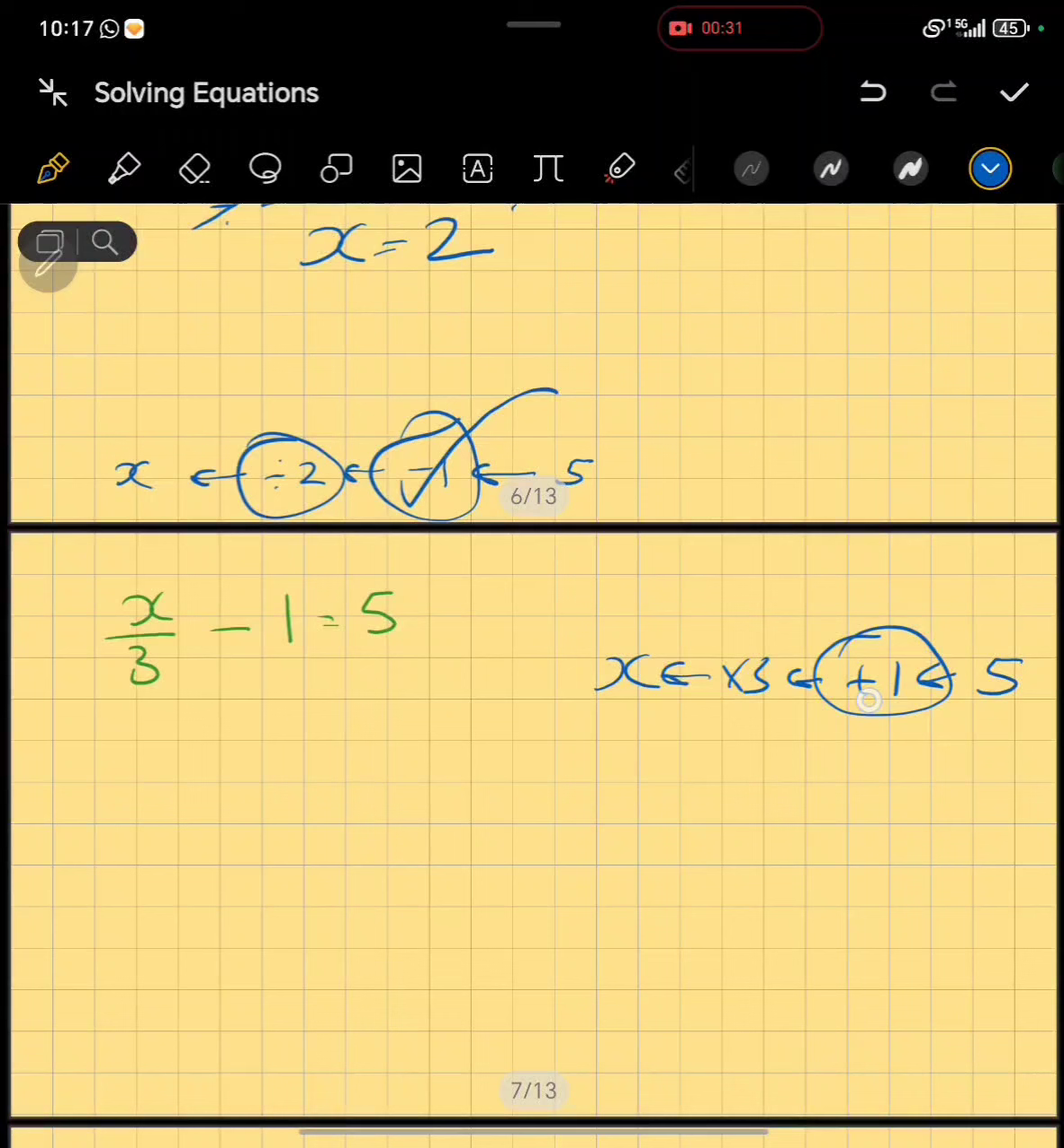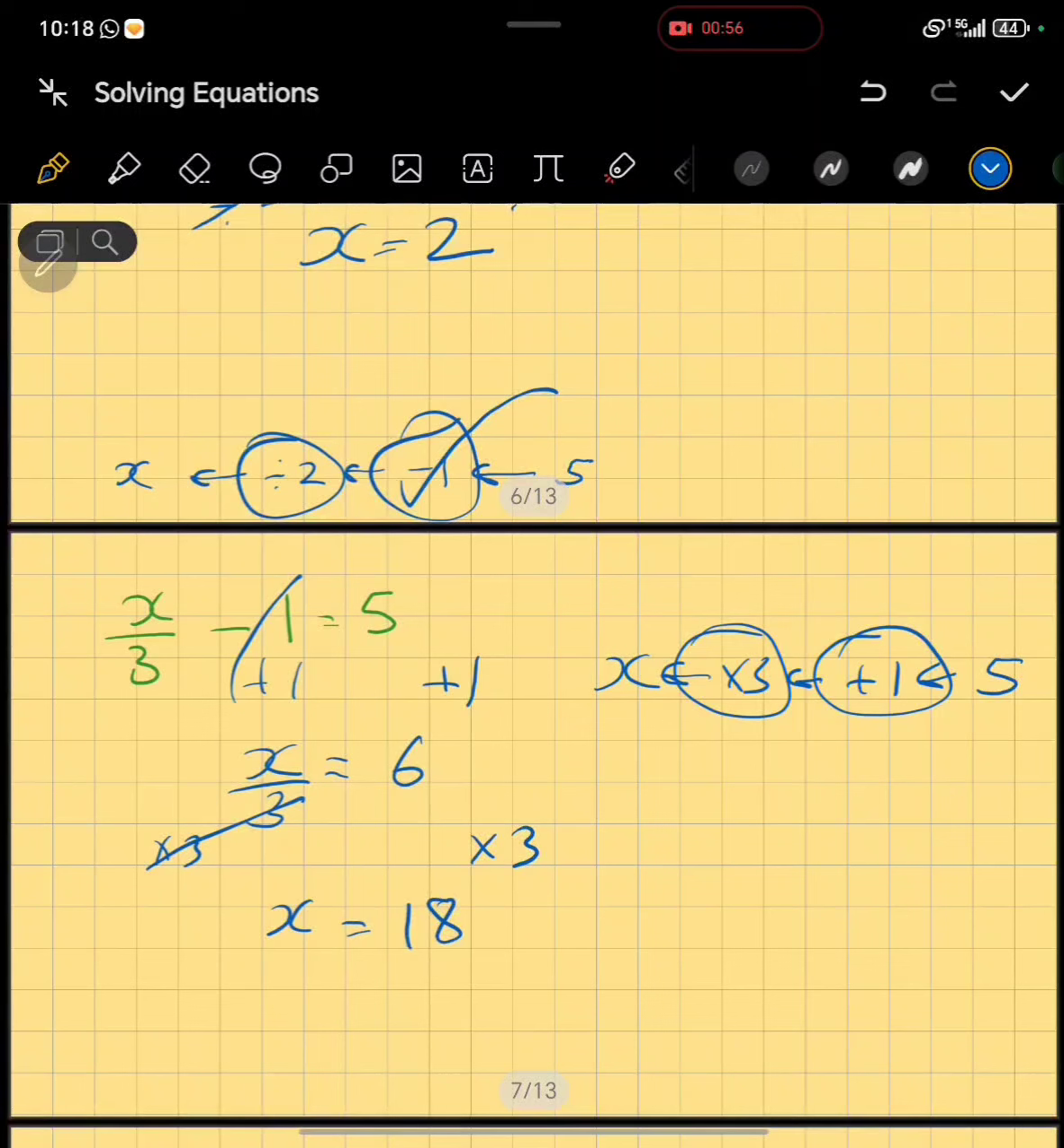So 5 plus 1, so add 1 to both sides, add 1 to both sides. That cancels out, 5 plus 1 is 6. Then I've got multiply by 3, and this is x over 3 equals 6. So now I'm going to do the second step, so multiply both sides by 3. That cancels out. I've got x, and 6 times 3 is 18. And to check if this works, 18, plug it here, 18 divided by 3 is 6, 6 take away 1 is 5.